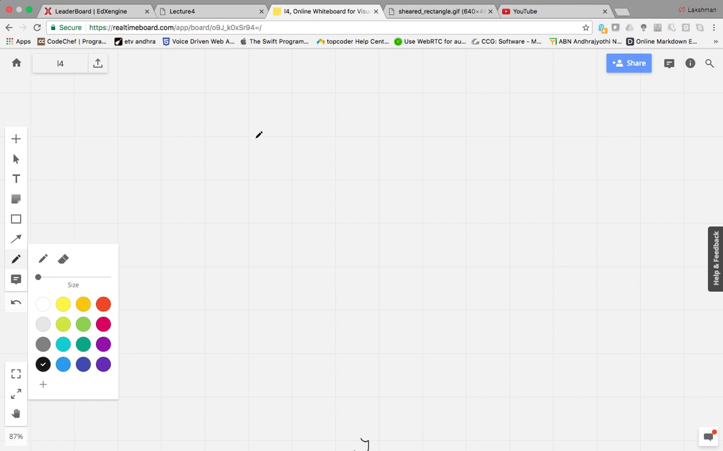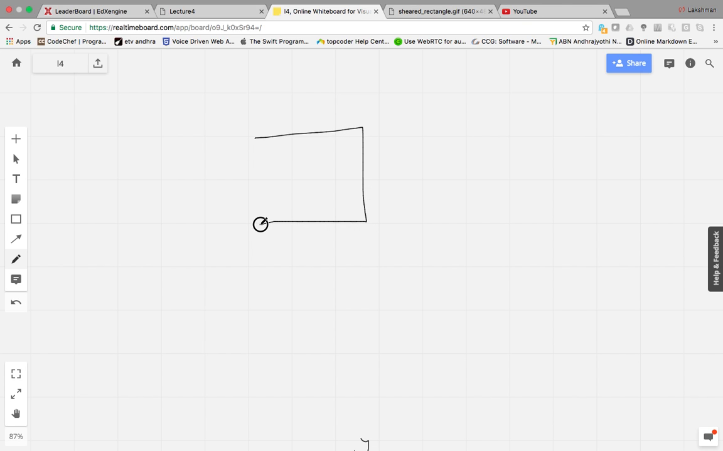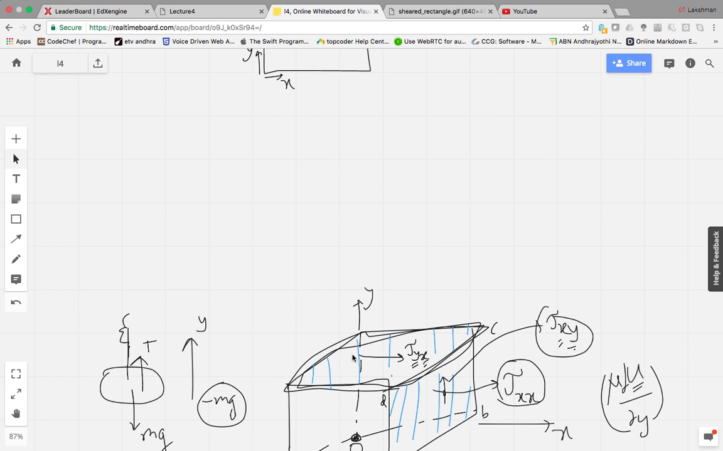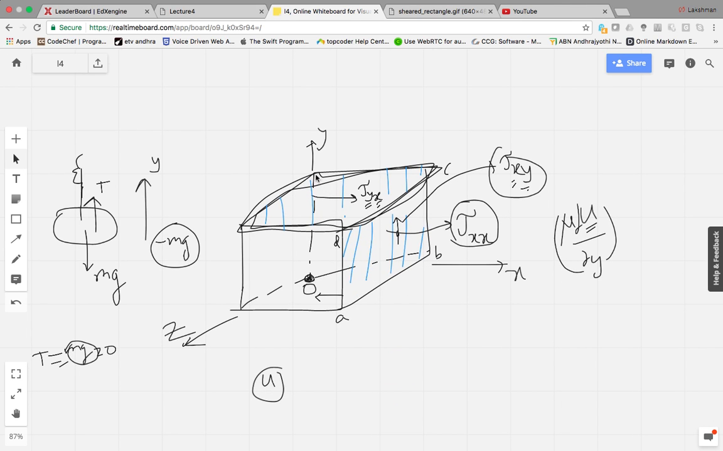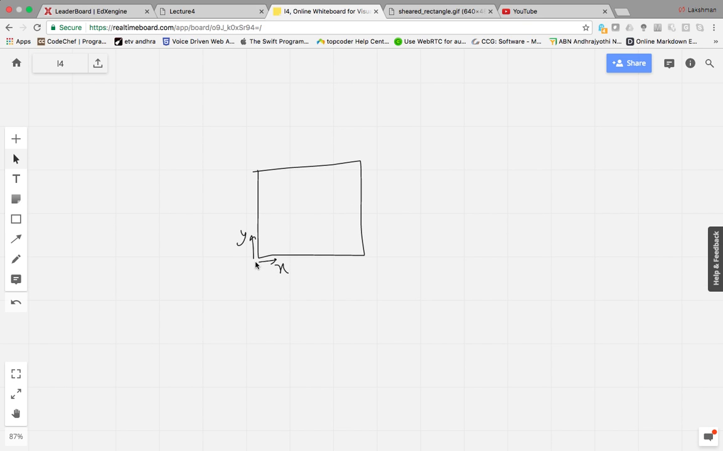Now again, I'm going to the 2D plane. So again, this is x direction, this is y direction. As you can see, I just used this particular plane, this particular face, the back face that you are seeing here. That is the only thing I have used here, and this is the origin. So this is the origin O.